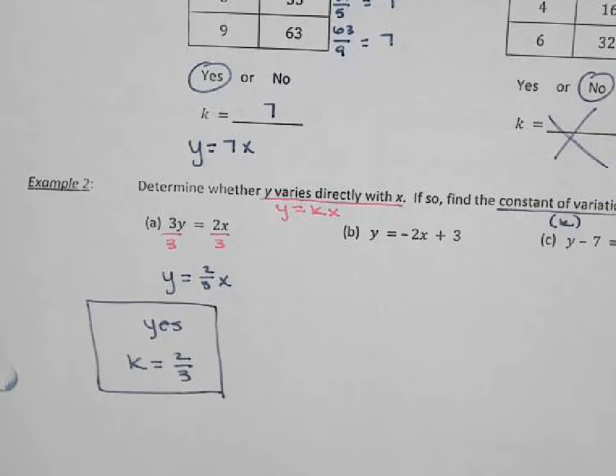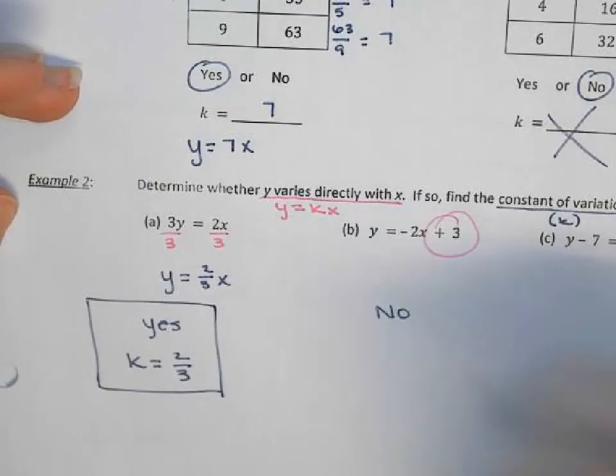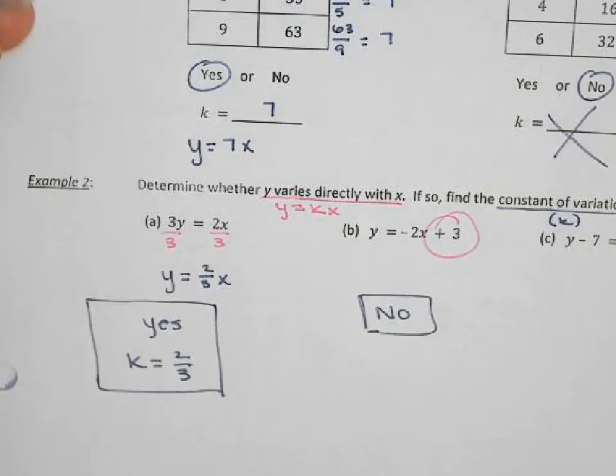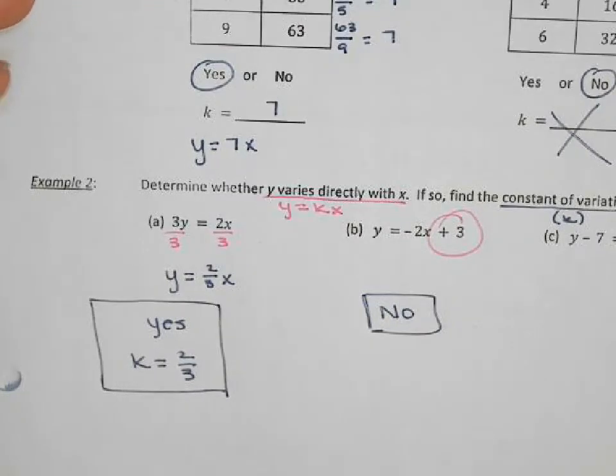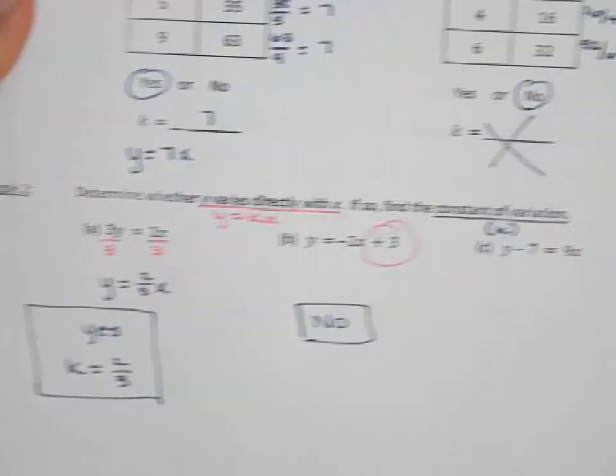For part B, y equals negative 2x plus 3. Does this look like y equals kx? No, why not? It has a b value, and that b value is supposed to be 0. So because of that, it doesn't work. You put no. You don't even have to worry about that k value. Your answer is just no. All good? All right, let's look at the last one.